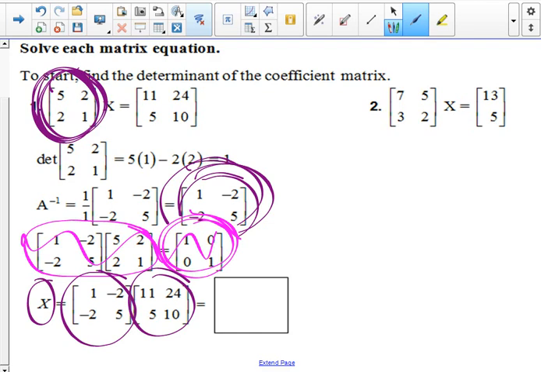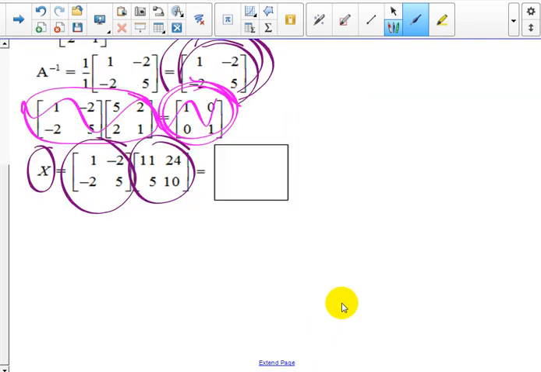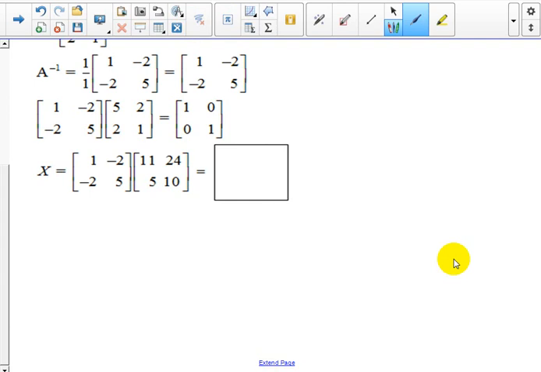So now everyone calculate that and tell me what your answer is going to be. You can do it on the calculator or by hand. Because it's a 2 by 2, it's pretty easy by hand. Remember, you're just multiplying across, down, across, down, across, down, across, down.